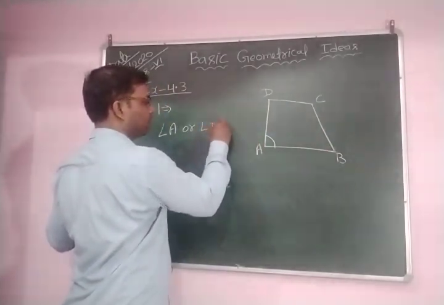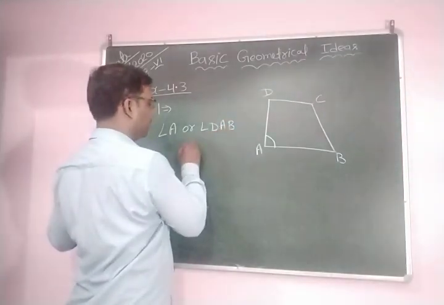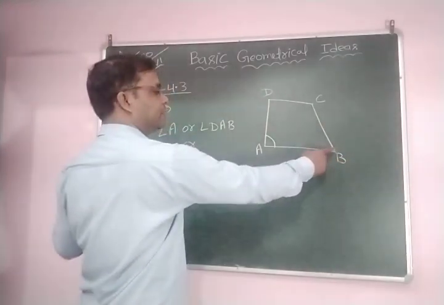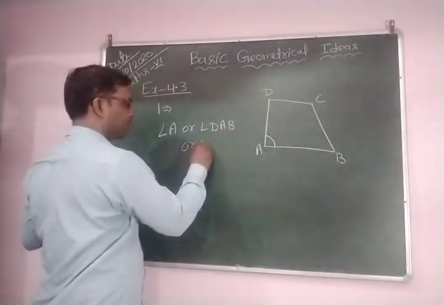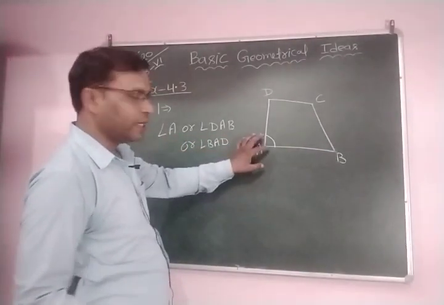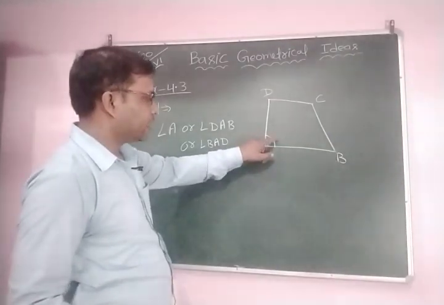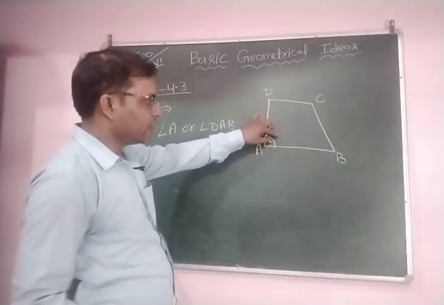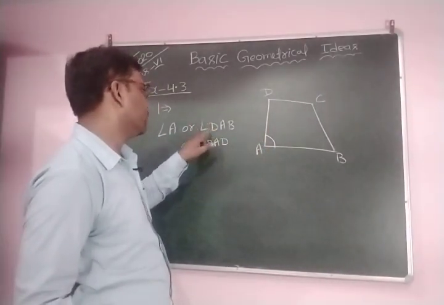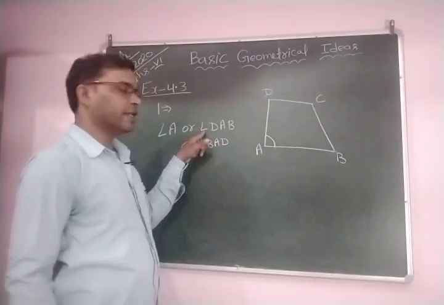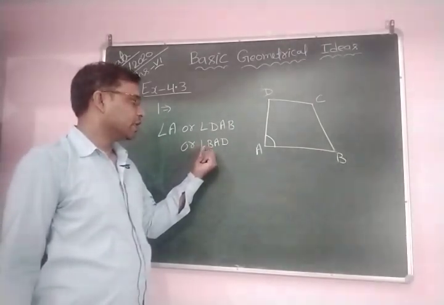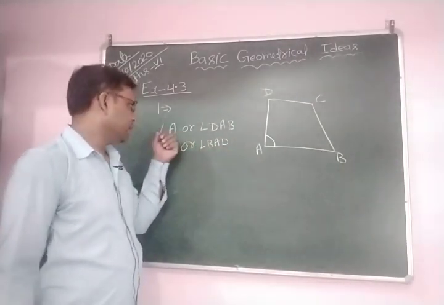Angle DAB, or you can say angle BAD. In each case you can see the point A in the middle. The angle is made at point A, so A is in the middle in both cases. We read it as angle DAB, or you can write it angle BAD, or simply angle A.